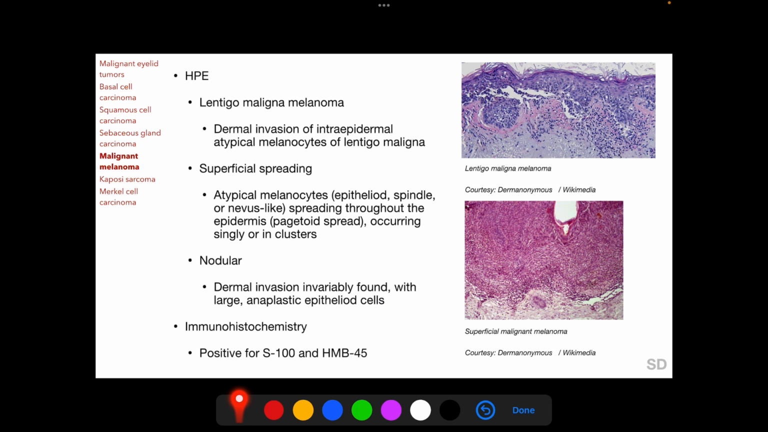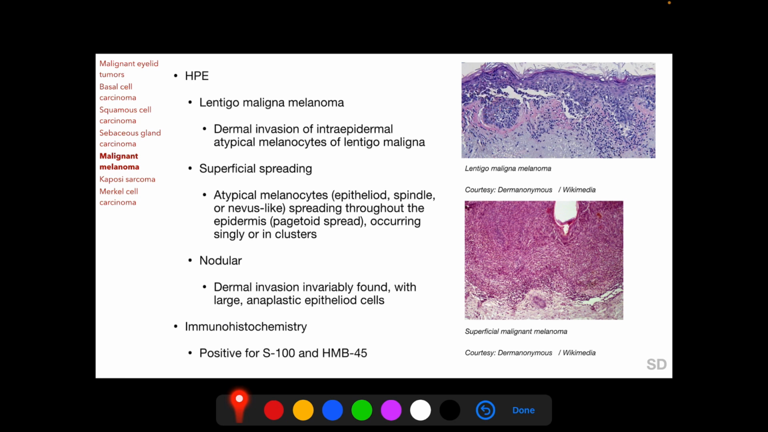On histopathological examination, lentigo-malignant melanoma shows dermal invasion of intraepidermal atypical melanocytes of lentigo maligna. As we have seen in a previous session, lentigo maligna is characterized by presence of atypical melanocytes in the epidermis all throughout the clinical lesion.